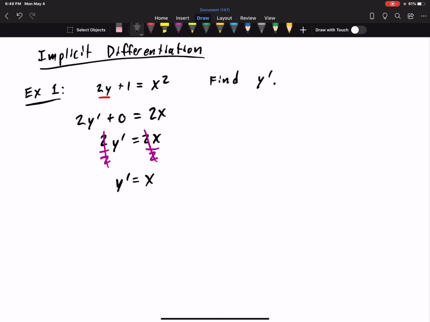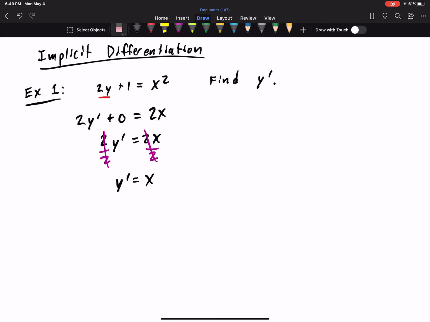It turns out, though, at the very beginning of this problem, you could actually solve for y in this case. So if you solve for y, you would get y is equal to x squared minus 1 over 2. So if you were to try to derive that, you would end up getting exactly the derivative y prime is equal to x. So it shows that this method actually works.